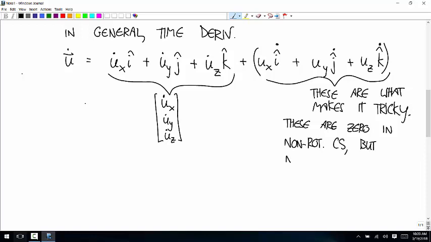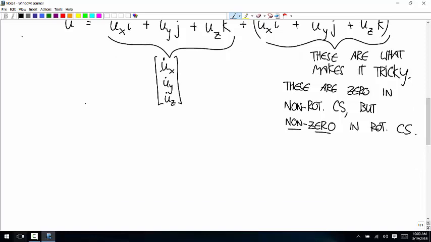But non-zero in a rotating coordinate system. And the tricky thing is, what are i dot, j dot, and k dot? How do we represent those?